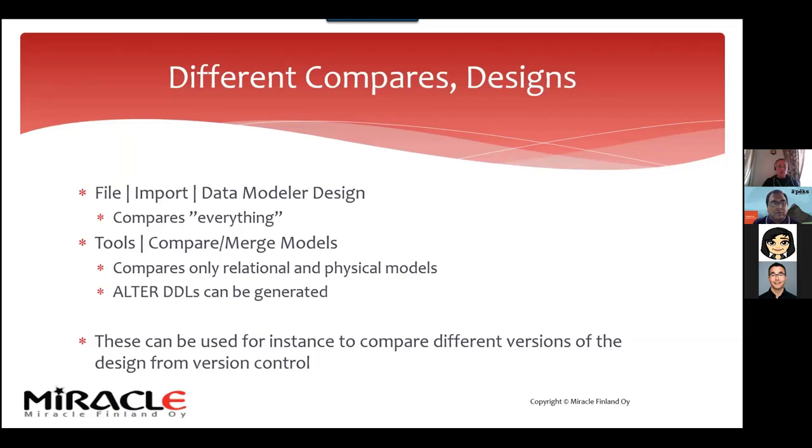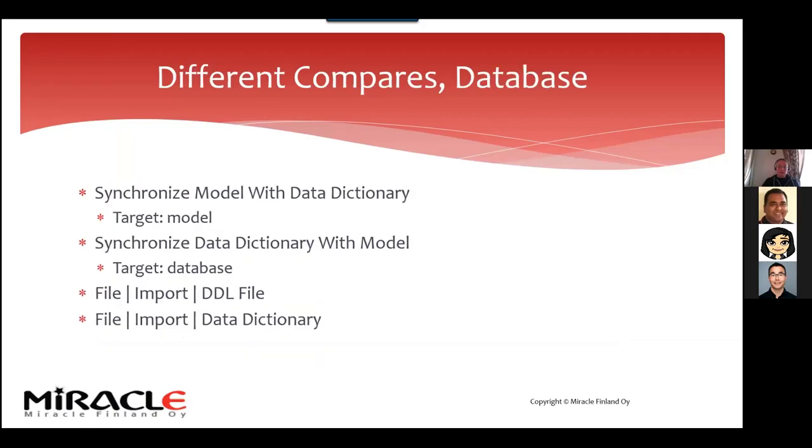You can use Tools, Compare, Merge Models, which compares only the relational and physical model, so it doesn't compare the entities and their relationships. But the good thing is that it will give you the alter DDLs to modify the other one to be exactly the same as the first one. You can also compare databases. If you use synchronize model with data dictionary, you're changing the model according to the database, or synchronize data dictionary with model when you are changing the database, depending on what changes you have in the model.